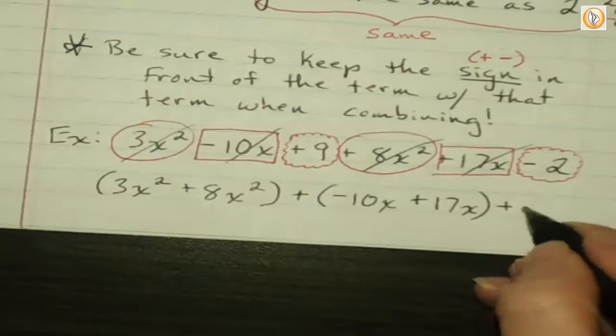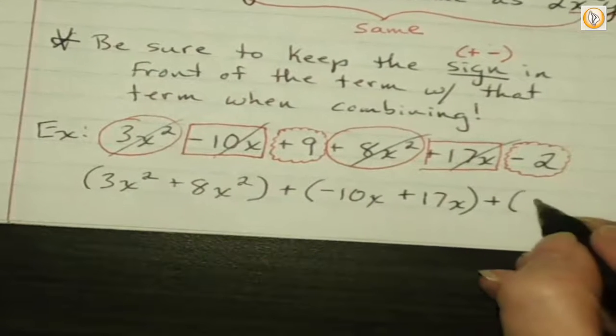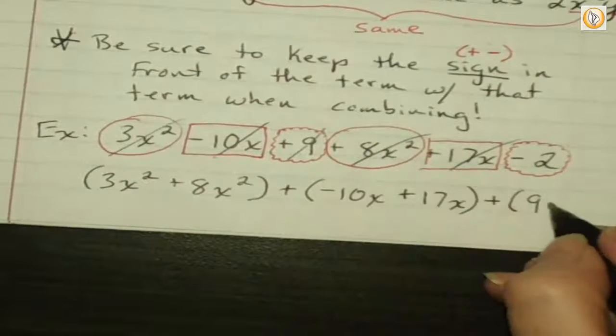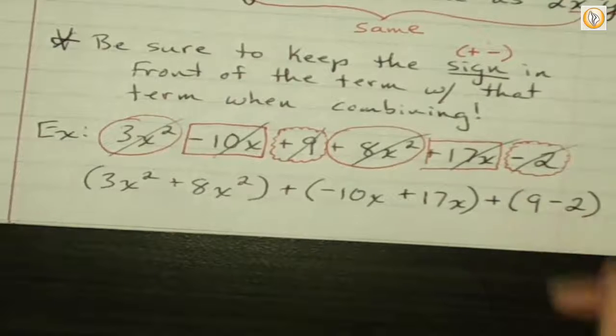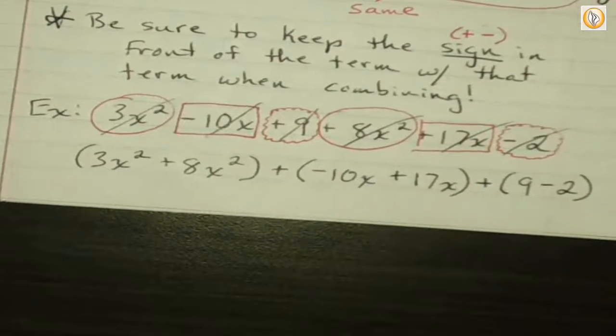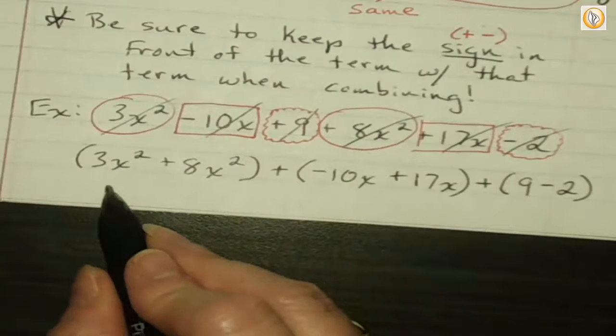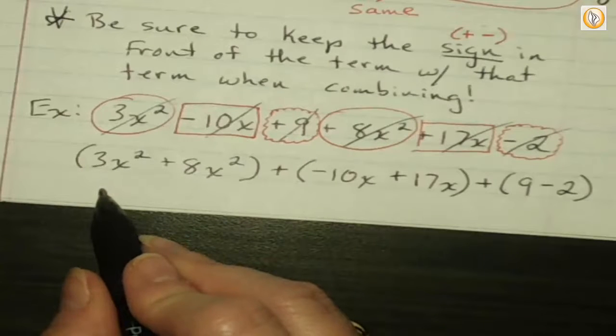Always put a plus sign in between parentheses. And I have 9 minus 2. Cross out. Does everyone see what I'm doing? Are there any questions so far? We've done this before. So, let's see.